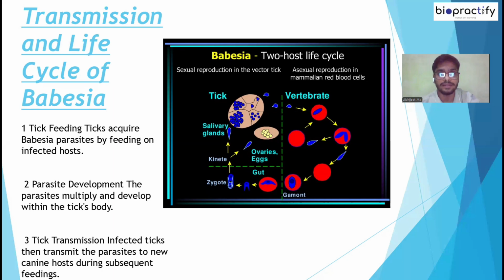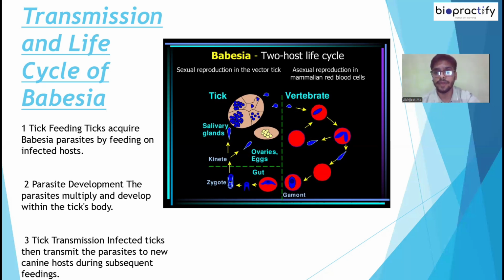Babesia two-host life cycles. Babesia parasites have a complex life cycle that includes both sexual reproduction in the tick vector and asexual reproduction in the mammalian host.